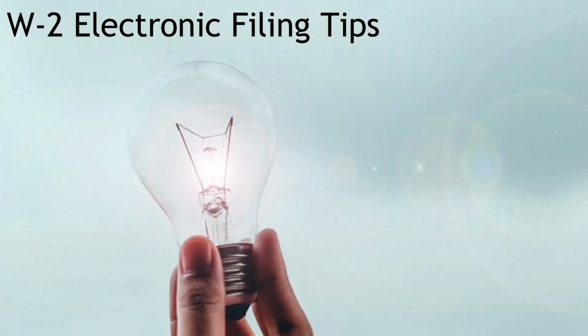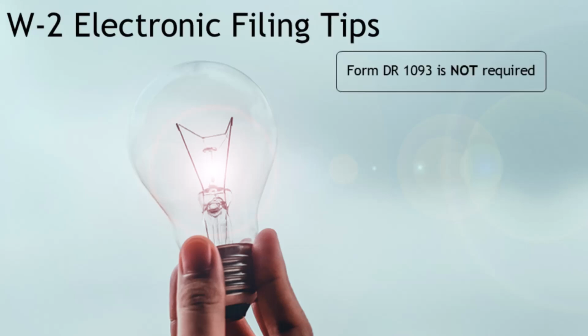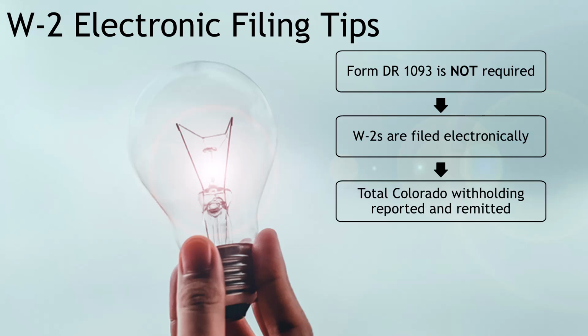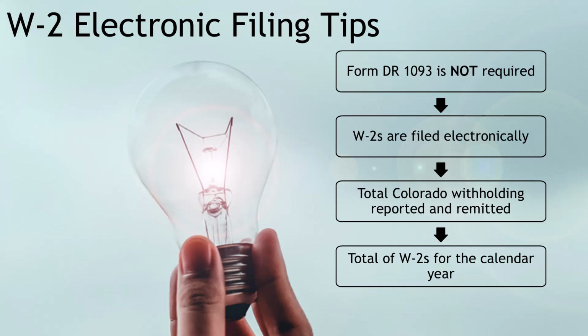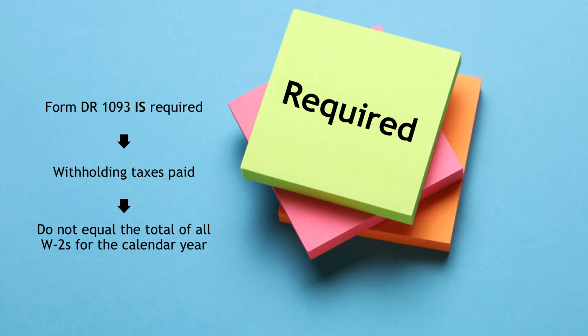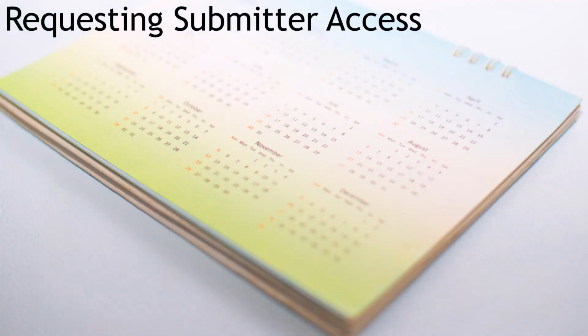Here are some important tips about W-2 filings. Form DR 1093 is not required if for the calendar year W-2s are filed electronically and the total Colorado withholding reported and remitted to the Colorado Department of Revenue equals the total of all W-2s for the calendar year. However, Form DR 1093 is required if the withholding taxes paid do not equal the total of all W-2s for the calendar year.